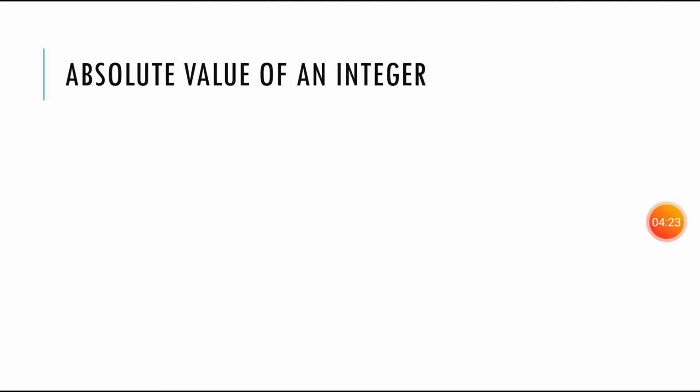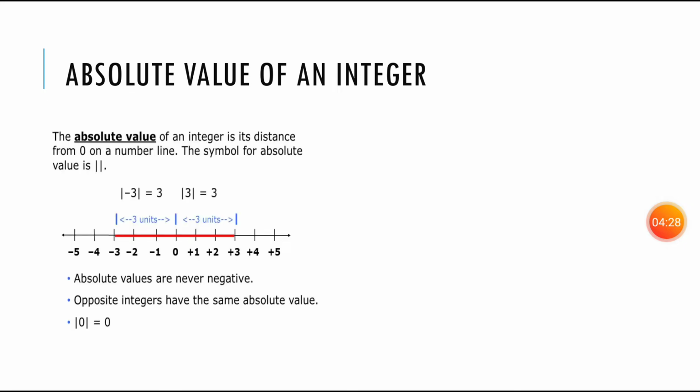Now let's understand what is the absolute value of an integer. The absolute value of an integer is actually its distance from 0 on a number line. The symbol for absolute value is the one given here. If we want to find the absolute value of any number, we put that number between these two parallel lines and we find its absolute value.